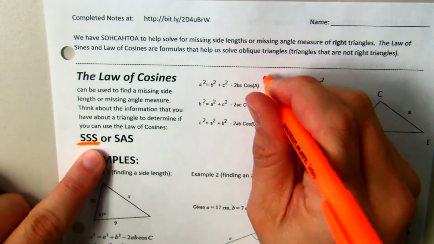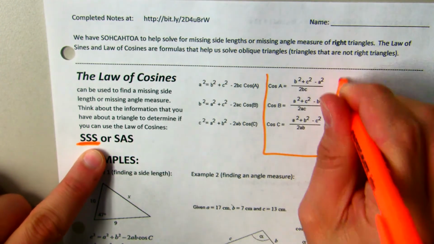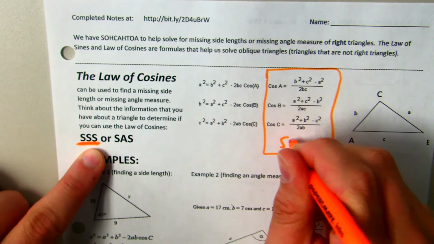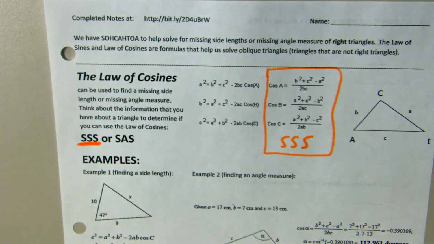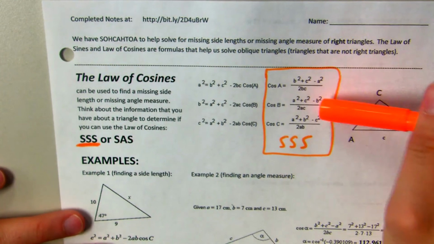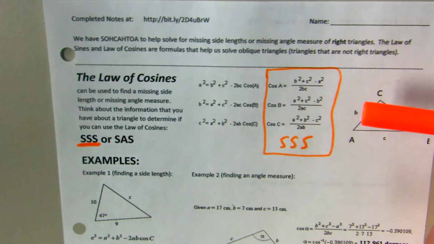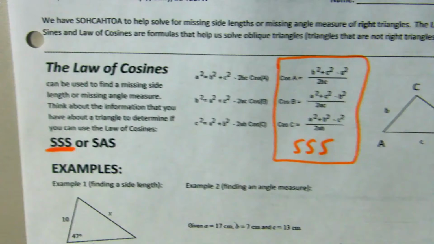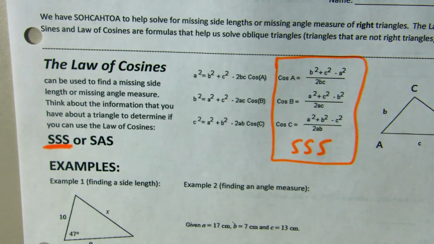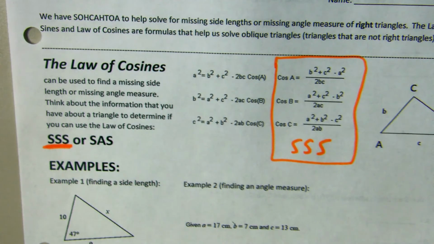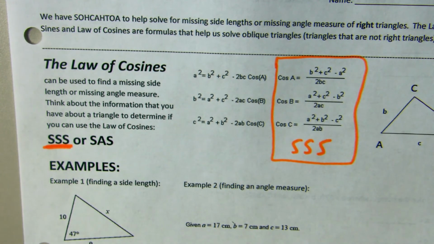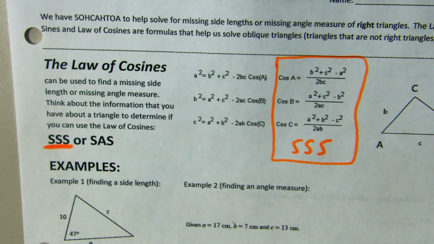And for us, if we have side, side, side, law of cosines, you could use one of these 3 formulas. They're all variations of the same thing, so it's not too hard to memorize. I don't know, some years, I think most years we do ask you to memorize it for the quiz and for the test, but there's really not too much to it.